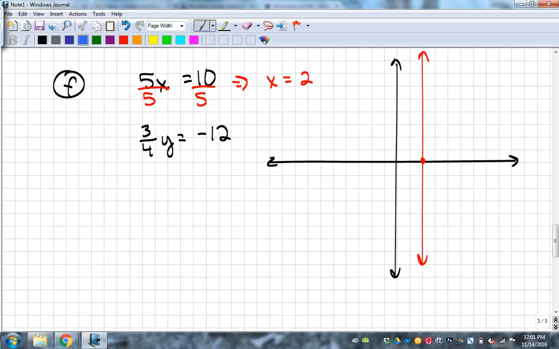And then what? We could multiply by 4 and then divide by 3, or get it in one step and multiply by 4/3. The reciprocal there would work. And you're going to get the y by itself here because we don't have an x. And then maybe -4. So that'd be -16.